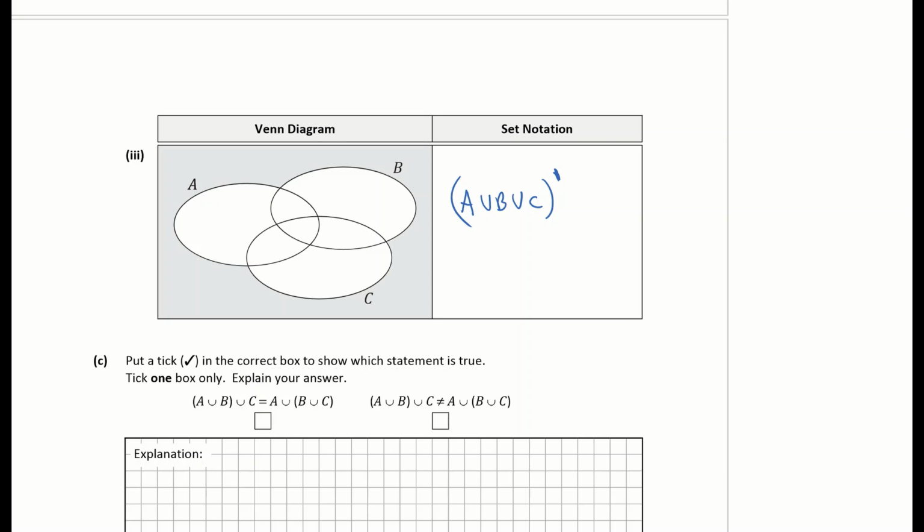You could also use universal set notation if you wanted. You could use the universal less A union B union C. So we could also use that.